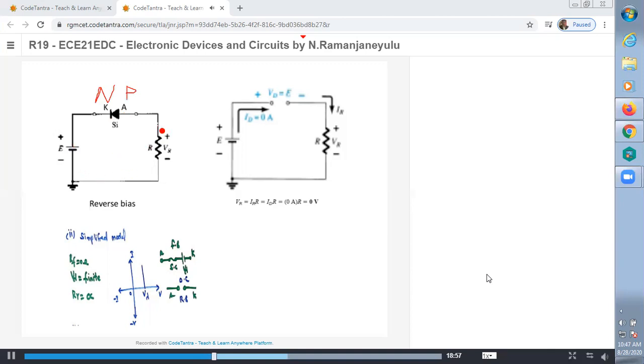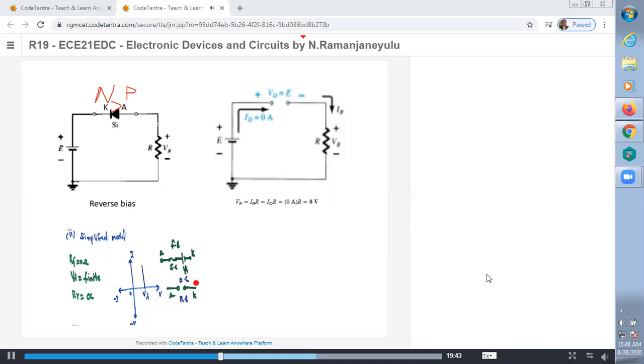Initially the current through the resistor is equal to 0. Like that, you follow the notation. Initially there is no drop across this resistor. Now this anode terminal is connected to the negative terminal of the battery and the cathode terminal is connected to the positive terminal of the battery. Now the condition is anode is less than cathode. That means K greater than A, or A less than K. Now the diode is in reverse bias.